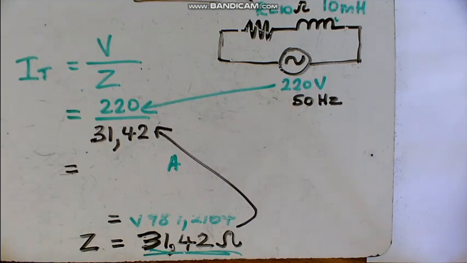Right, so now we've substituted, plugged it in, and get the answer in amps. So it's volts divided by ohms. Answer will be amps. Right, so I total will be 7,002 amps. And so now we've calculated the current. Easy.